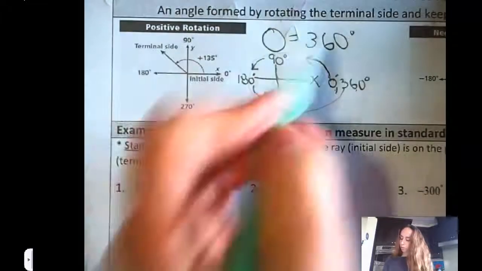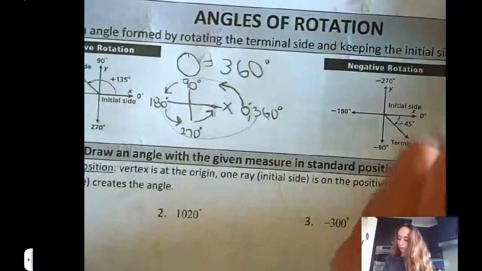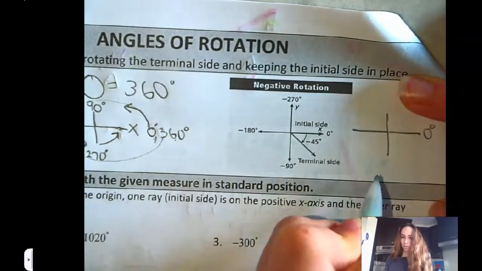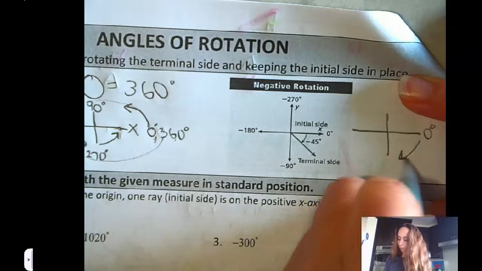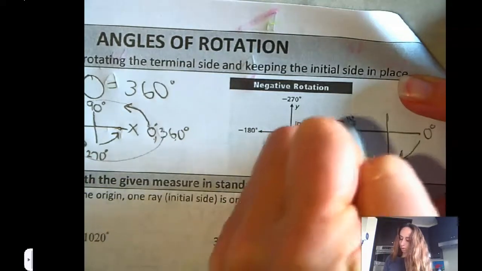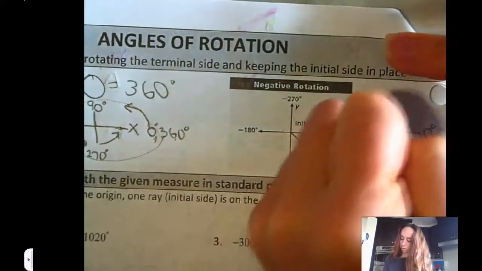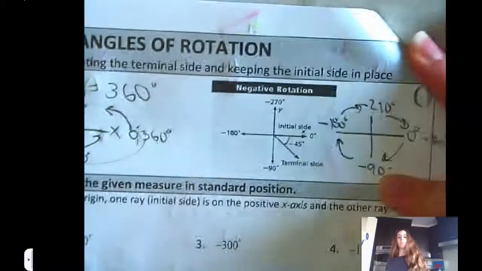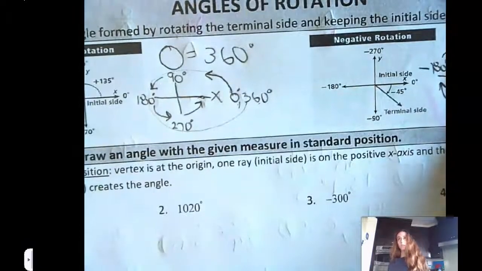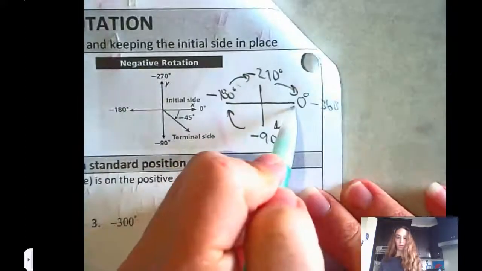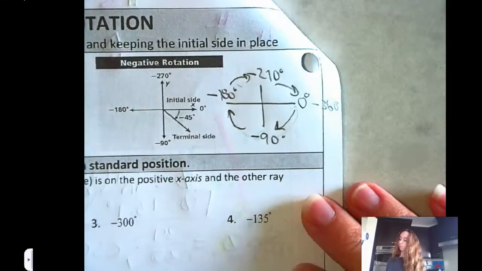Now, if that's going the positive way, the negative way is this. This is 0. Then if I go this way, this is negative 90 because it's backwards, negative 180, negative 270, negative 360. So sometimes I'm going to give you the positive degree, which means you'll go this way. Sometimes I'll give you the negative degree and you're going to go this way. Okay? And we'll get there. Let's just go through it.